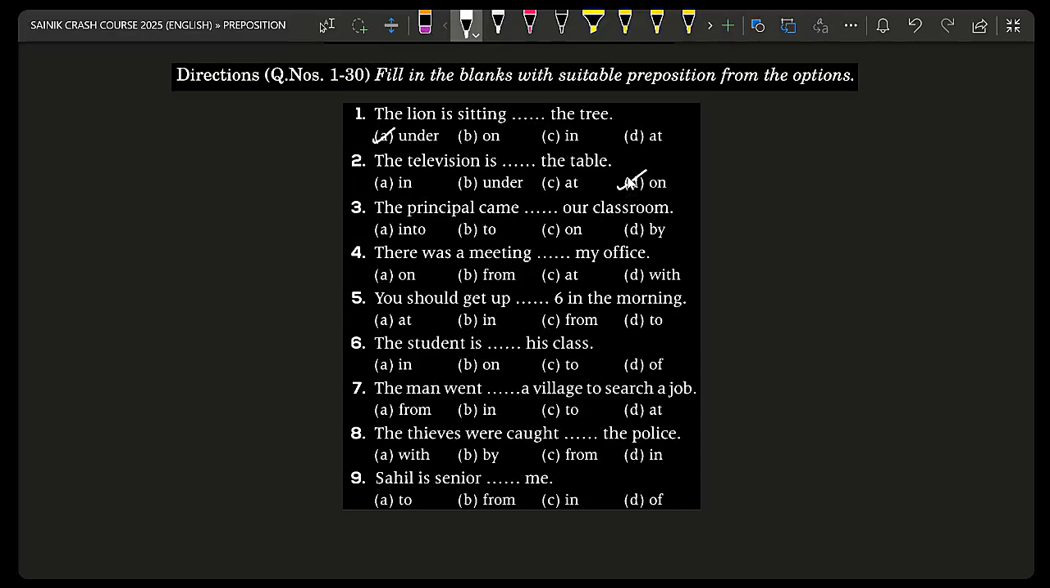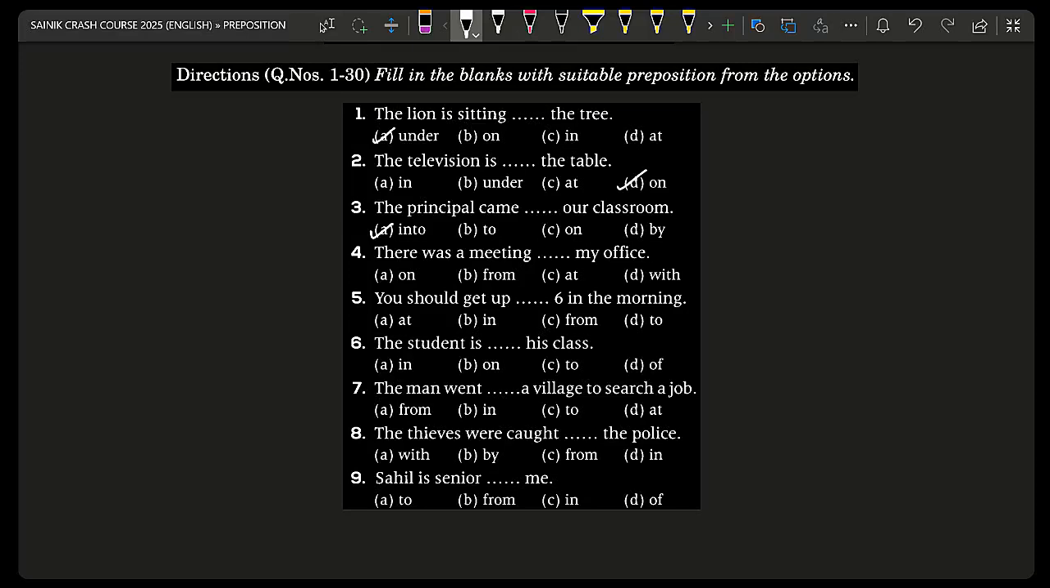And third question. The principal came dash our classroom. Sir, into, not to, because it is associated with the action. I told you the difference between in and into. The fish is in the aquarium and the fish is jumping into the aquarium. So the principal is in motion. We will be using into. Came into our classroom. Very good, Nishika. You can mute yourself now.